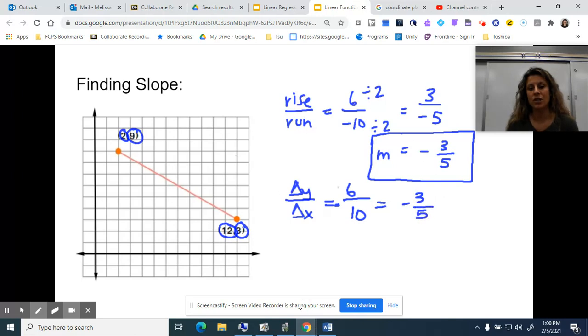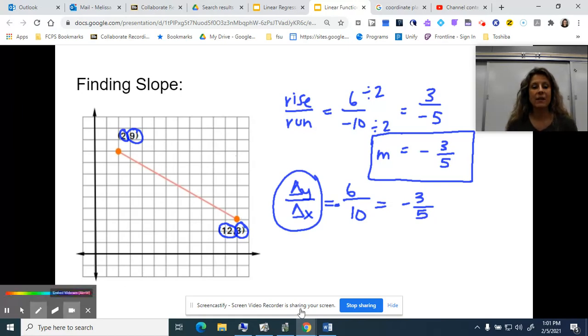Okay, so caution when you're using change in y over change in x. Always double check your sign. Make sure that if it's a positive, it's an increasing from left to right. If it's negative, it's decreasing as we move from left to right.